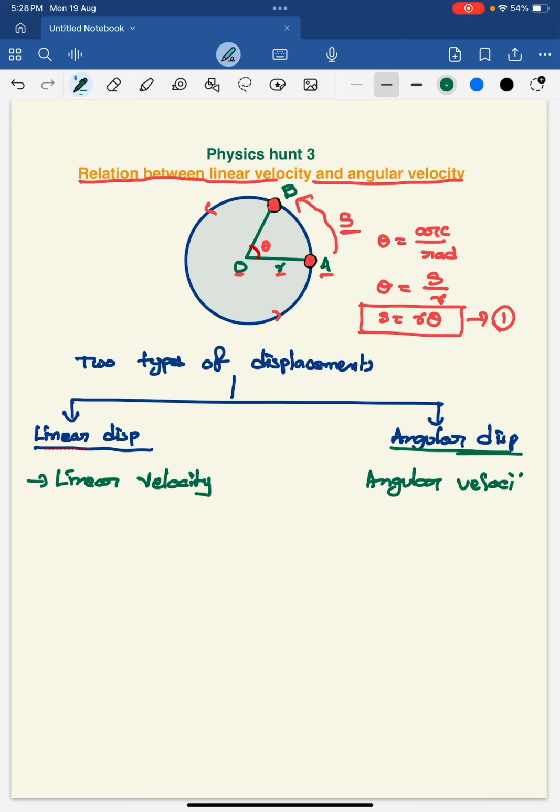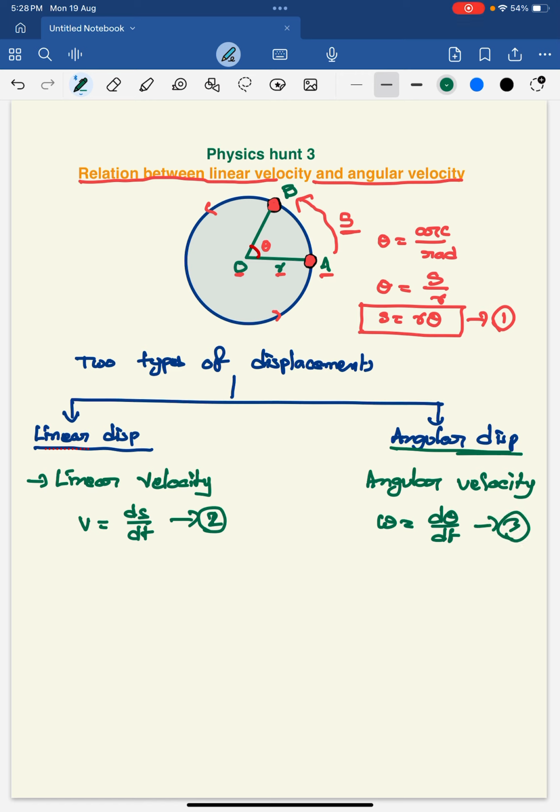In a motion in a straight line, we know that linear velocity v is equal to ds by dt. Let us assume this is equation number 2. Similarly, angular velocity omega is equal to d theta by dt. Let us assume this is equation number 3.